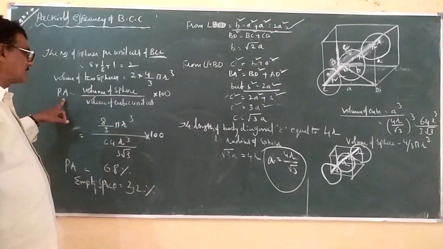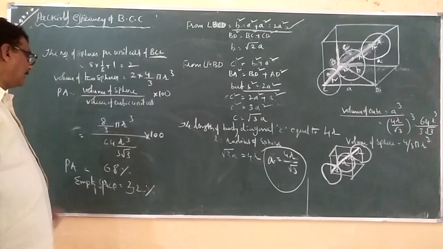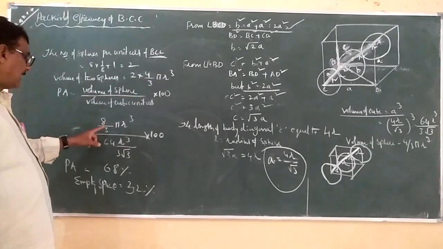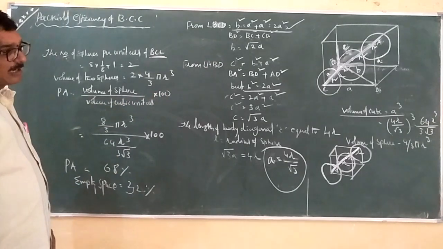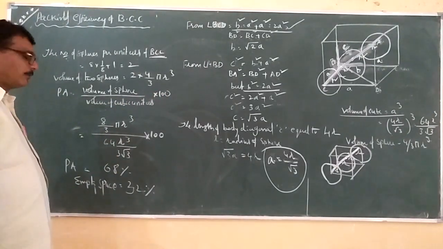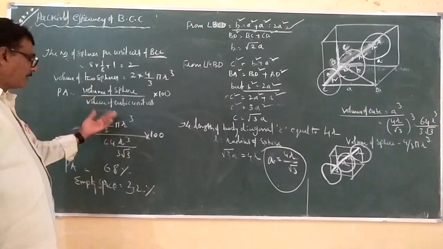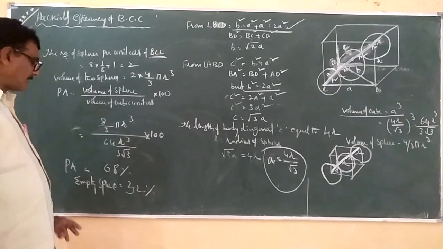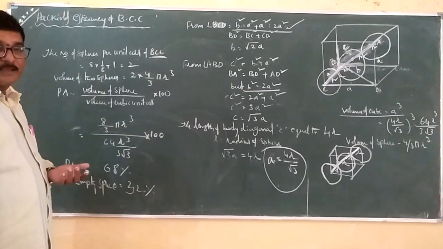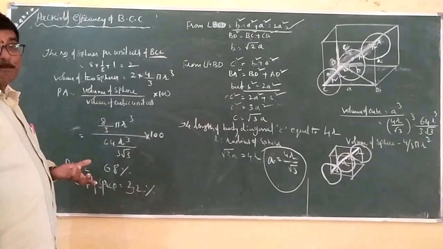Now, what is the packing efficiency? Volume of spheres divided by volume of cubic unit cell into 100. Volume of spheres means 8 by 3 pi R cubed, and volume of cube means A cubed, whose value is 64R cubed divided by 3 root 3. R cubed cancels, 3 root 3 goes upside, 3 cancels, and pi is equal to 22 by 7. Now, what is the packing efficiency? That is equal to 68% occupied by the particles in BCC. What is the empty space?